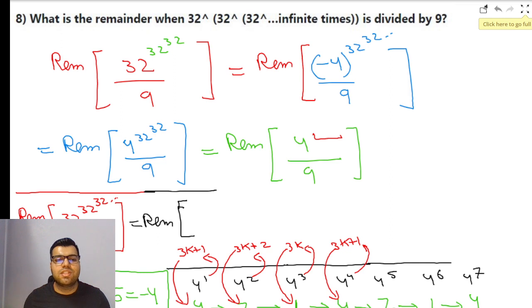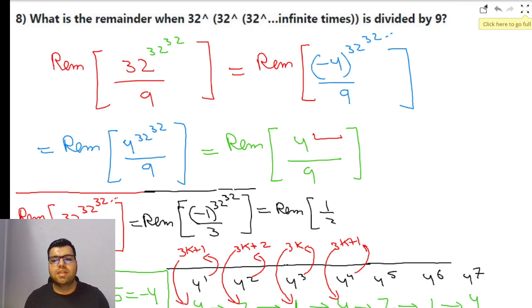So just replace 32 by its remainder with 3. If we replace 32 by its remainder with 3, this becomes minus 1. Minus 1 raised to power 32 raised to power 32, because remainder of 32 with 3 can be either written as 2 or minus 1. So minus 1 raised to power 32 raised to power 32 becomes equal to remainder of minus 1 raised to power even, remainder of 1 with 3. So this becomes equal to simply 1.